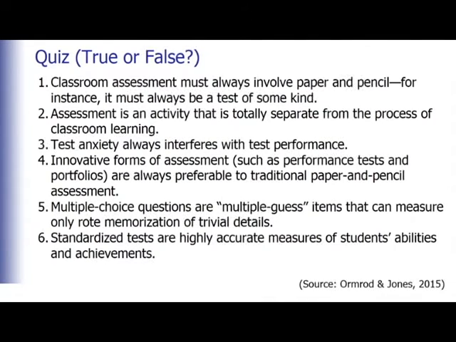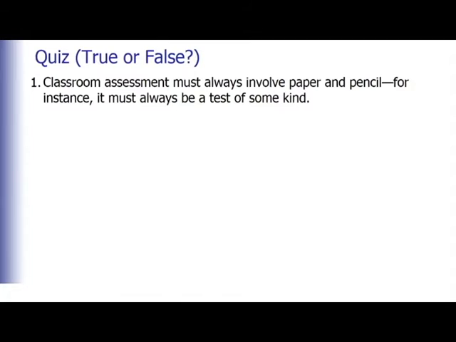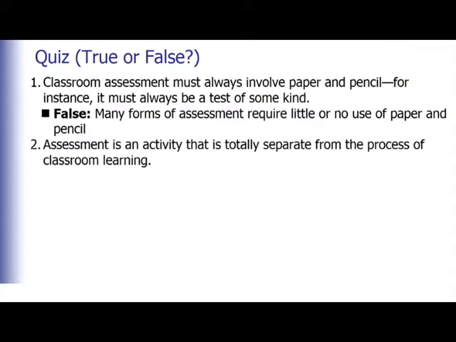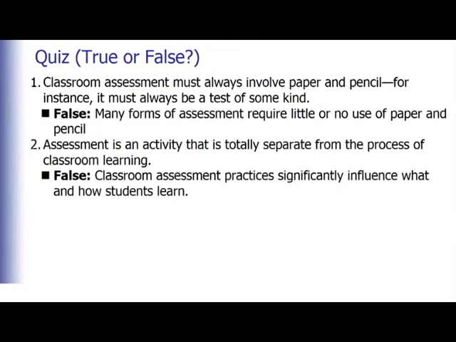Now let's see how you did. Number 1 is, classroom assessment must always involve paper and pencil. For instance, it must always be a test of some kind. This is false, because many forms of assessment require little or no use of paper and pencil. Number 2 is, assessment is an activity that is totally separate from the process of classroom learning. This is also false. Classroom assessment practices significantly influence what and how students learn.